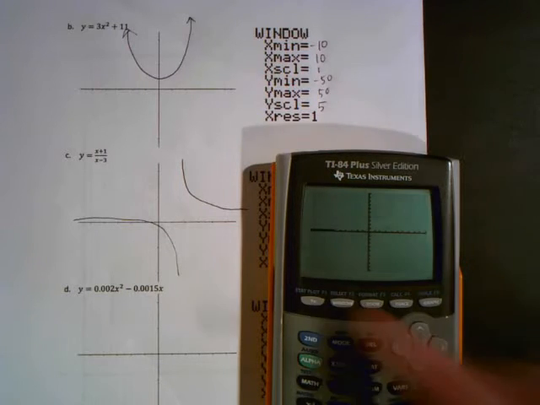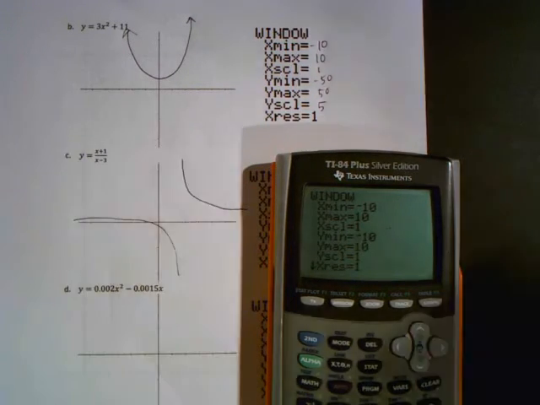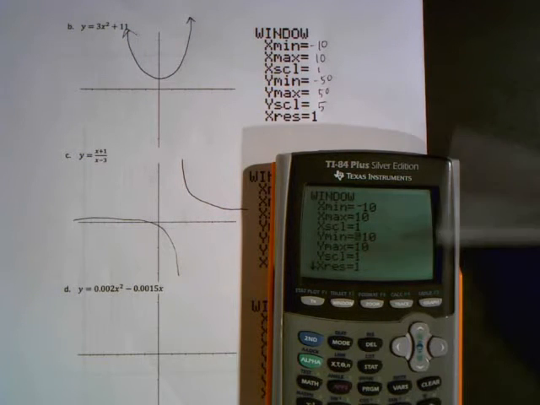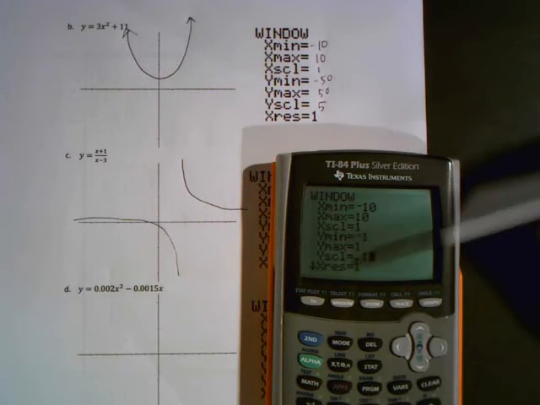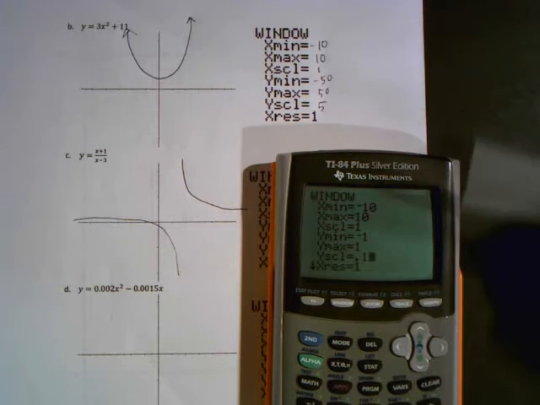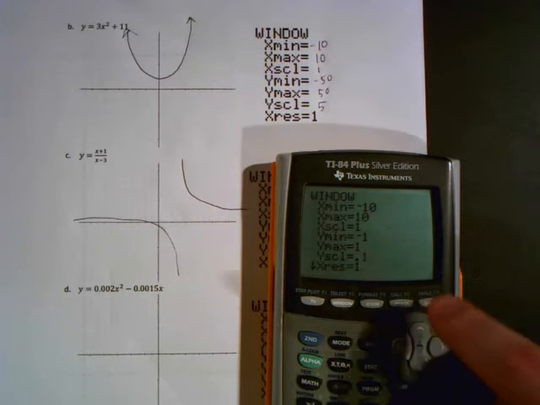So this time I need to change my window. I don't want my graph to go all the way to negative 10 to 10. That's way too big. Negative 1 to 1 might be enough. And then I would make my y scale be 0.1, so that when it draws the graph, it's going to go 0.1, 0.2, 0.3 to get all the way up to 1.